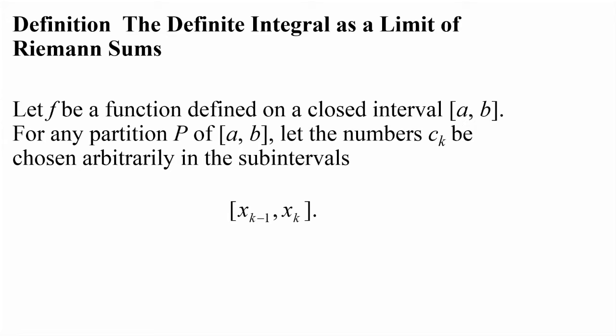Definition: the definite integral as a limit of Riemann sums. Let f be a function defined on a closed interval from a to b. For any partition P of a to b, the closed interval a to b, let the numbers c sub k be chosen arbitrarily in the subintervals x sub k minus 1 to x sub k.